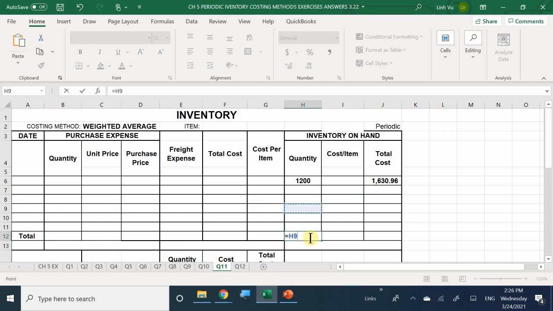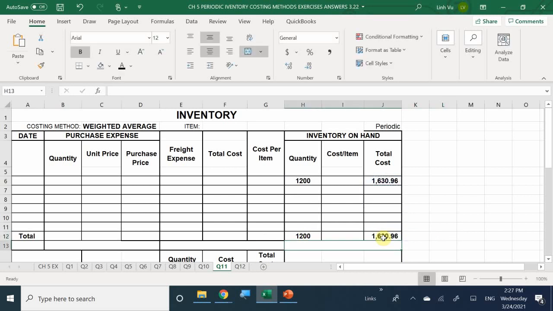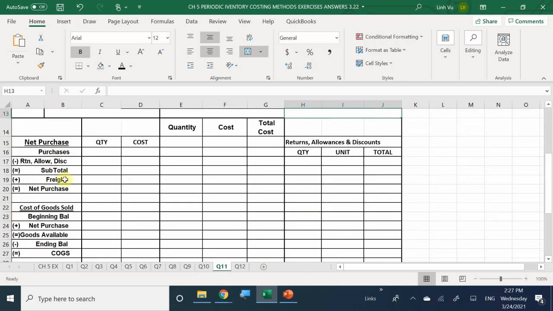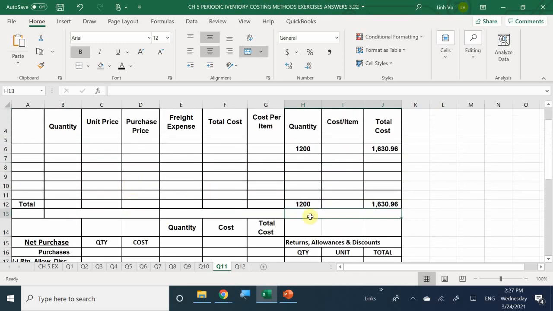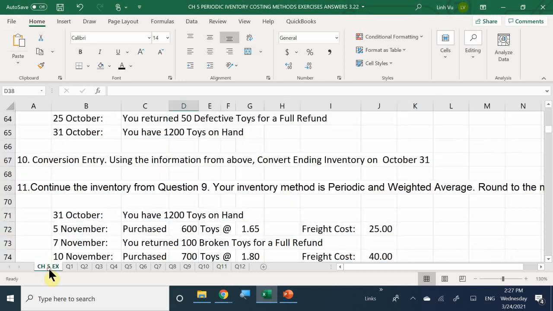We know that we have 1200 items available, and we know that the total cost of that is going to be 1630. If you want to highlight this another color so you can cell reference it later on down here, go ahead and do so. Okay. So at least I have my beginning inventory. It's right there. So let's go ahead and take a look at the scenario here.